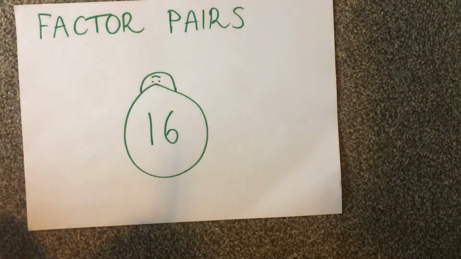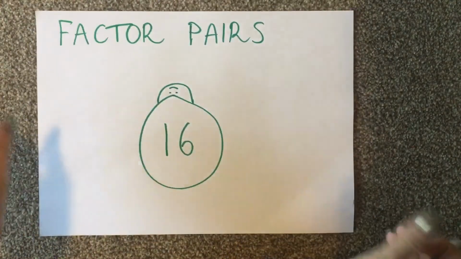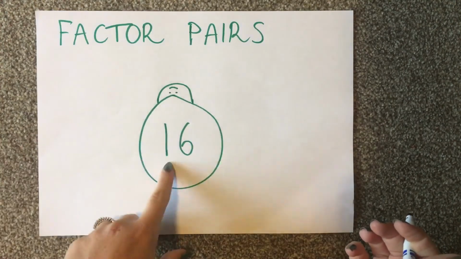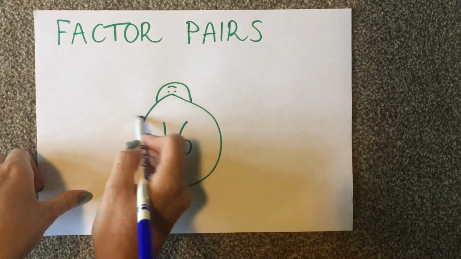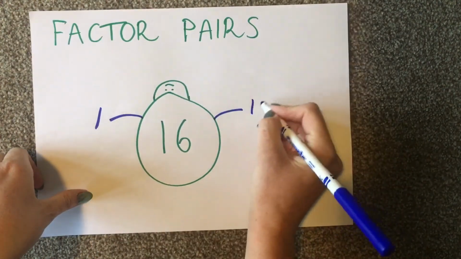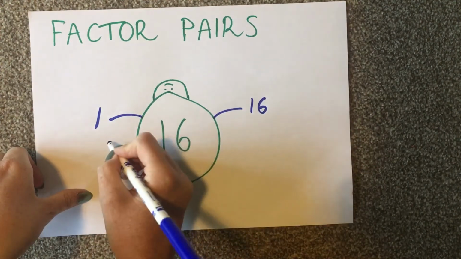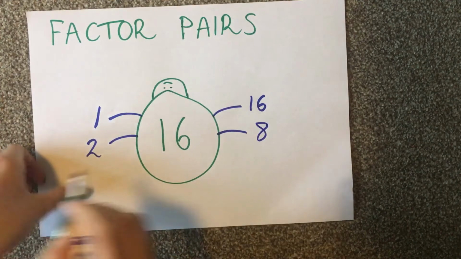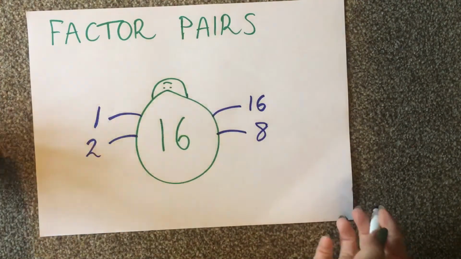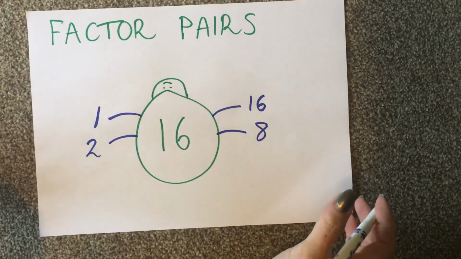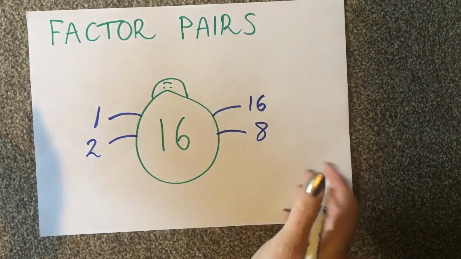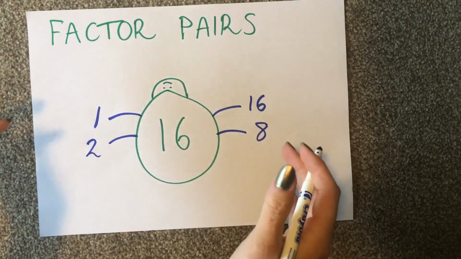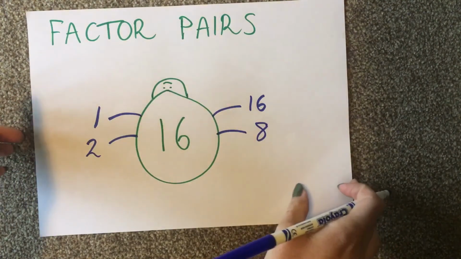One last example. There's a reason why I'm showing you this number in particular. So for the number 16, as per usual, I start with number 1, and I always have 1 times 16. 16 is an even number, so I could have 2 times 8. 3 doesn't go into it. When I get to 4, what do you notice? 4 times 4 is 16, because 16 is a squared number.